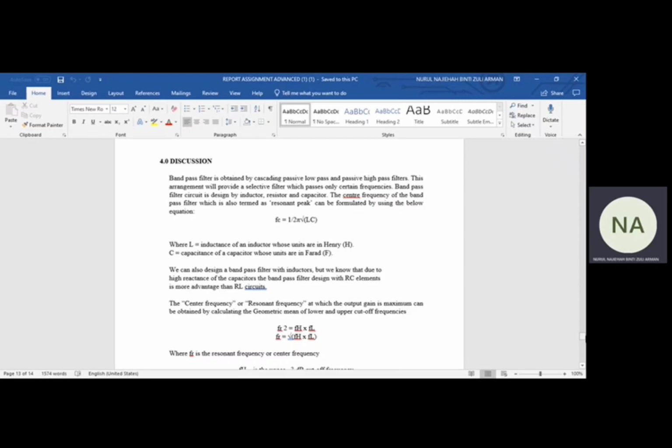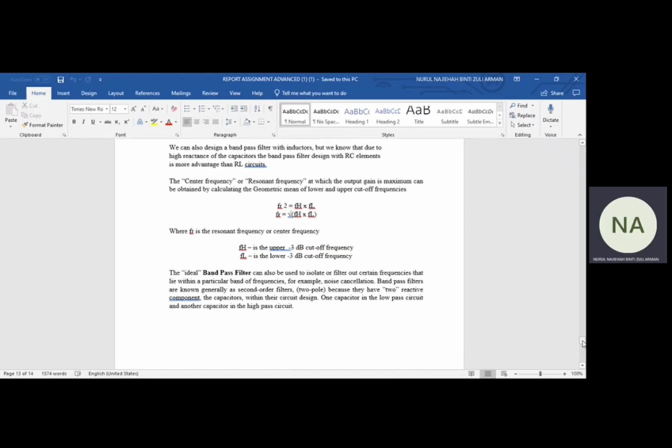The center frequency or resonant frequency at which the output is maximum can be obtained by calculating the geometric mean of the lower and upper cut-off frequencies, where Fr is the resonant frequency or center frequency. The ideal bandpass filter can also be used to isolate or filter out certain frequencies that lie within a particular band of frequencies, for example, noise cancellation. Bandpass filters are known generally as second-order filters, two-pole, because they have two reactive components, the capacitors, within their circuit design. One capacitor in the low-pass circuit and another capacitor in the high-pass circuit.